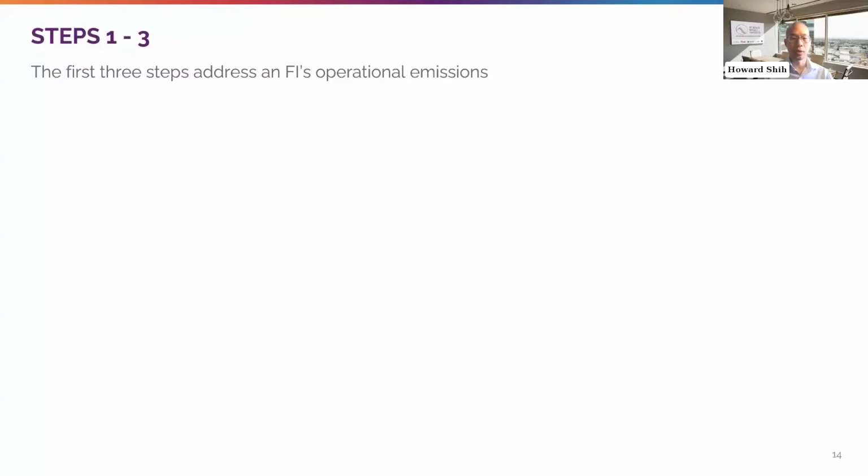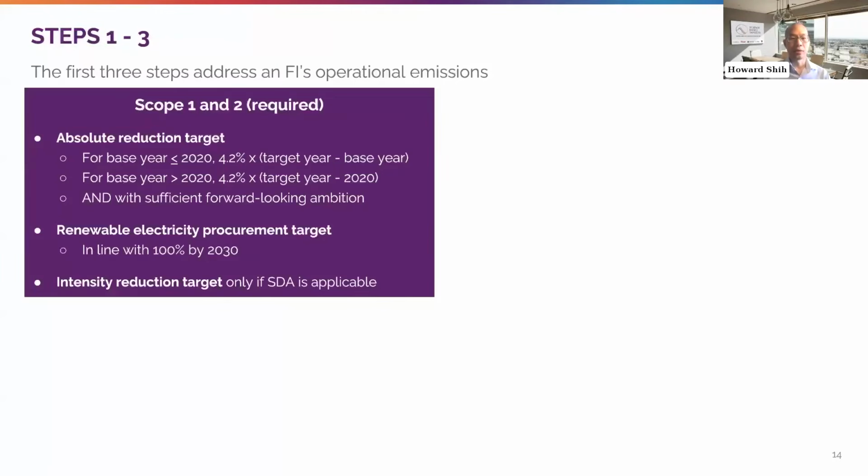its operations. The second step is then for the FI to determine the ambition of its scope 1 and 2 targets. So here, FIs can set absolute reduction targets for scope 1 and/or scope 2 emissions. And they also have an option to set a renewable electricity procurement target for scope 2.